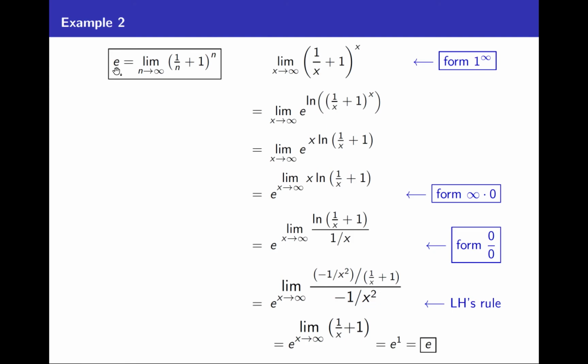The formula for e was e is the limit as n goes to infinity of 1 over n plus 1 to the power of n. This limit that we just computed is exactly the same. The only difference is you have an x instead of an n. So it's not surprising at all that this limit worked out to be e, because that's the way e was defined in the first place.